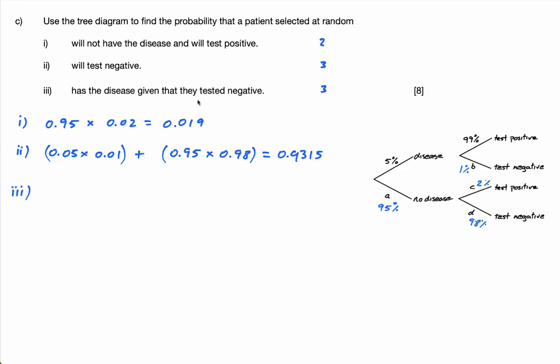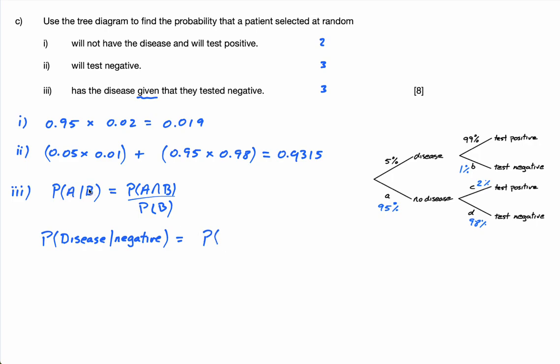Finally, this is the hard one. Has the disease given that they tested negative? Right, when you see that word given, guys, in a probability question, hopefully you recognize this is conditional probability. In the formula, which is in the formula booklet, the probability of A given B, the straight line is given B, is equal to the probability of A and B divided by the probability of B. So in our scenario, what's the probability they have the disease? So that's disease. Disease given they tested negative.